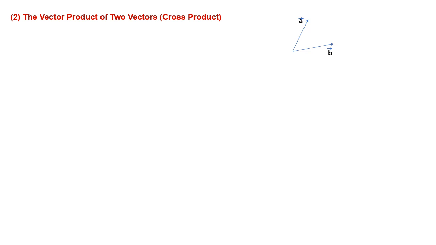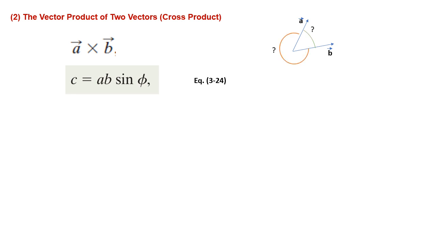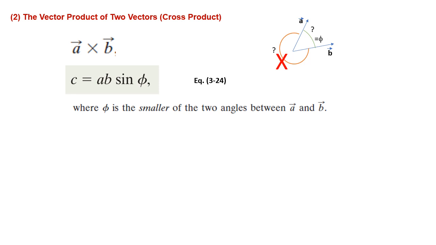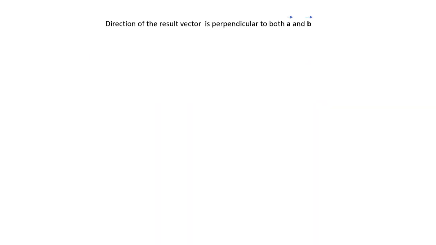So the vector product of two vectors, the cross product of A and B, will give you a third vector C. The magnitude of that vector is AB sine phi. The angle between them is the smallest angle. So which one to take? You have to take the smallest angle between the two vectors. So phi is the smaller of the two angles between A and B. Now the direction of the resultant vector is perpendicular to both A and B.